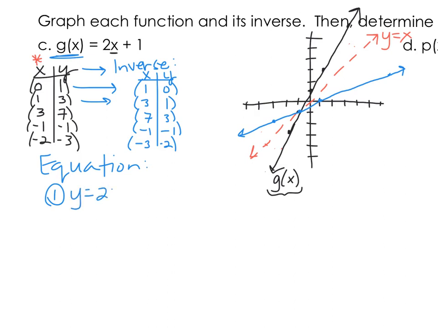Y equals 2x plus 1. Step 2, we switch x and y around. X equals 2y plus 1. Step 3 is where we incorporate a little bit of algebra. We need to get y by itself.